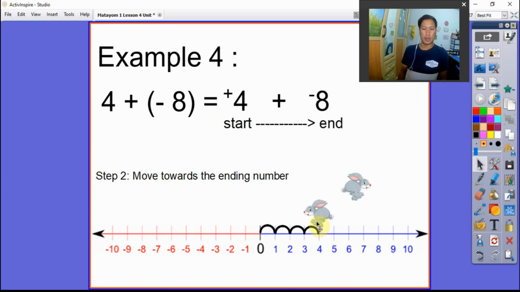Now we will hop 8 times to the left. 1, 2, 3, 4, 5, 6, 7, 8. And the answer for adding 4 and negative 8 is negative 4.